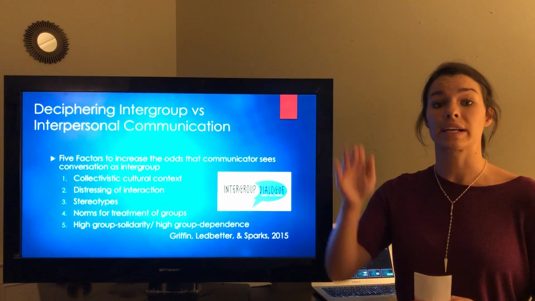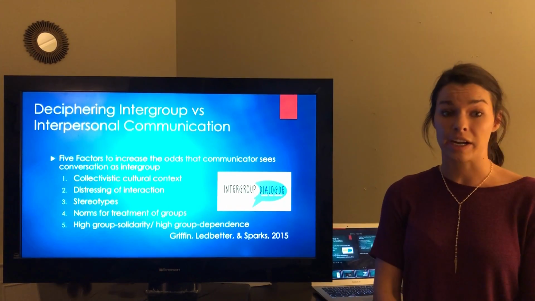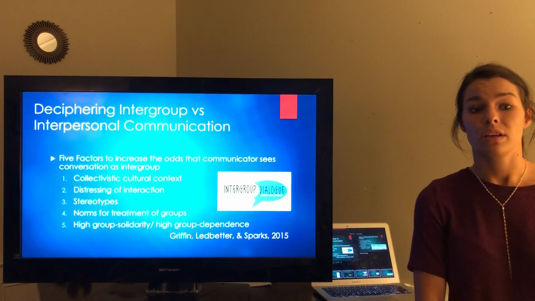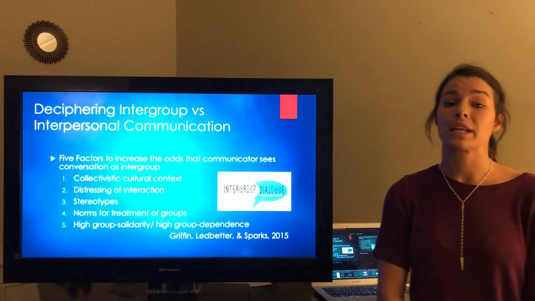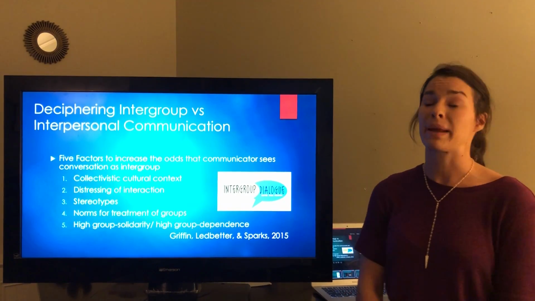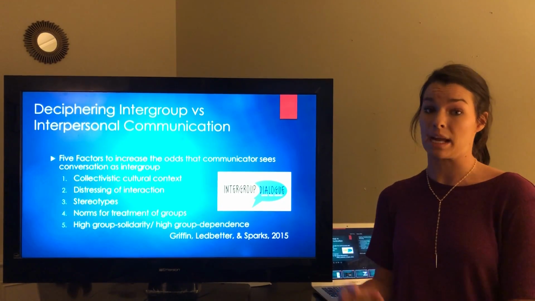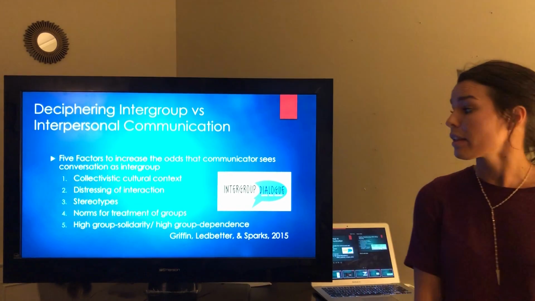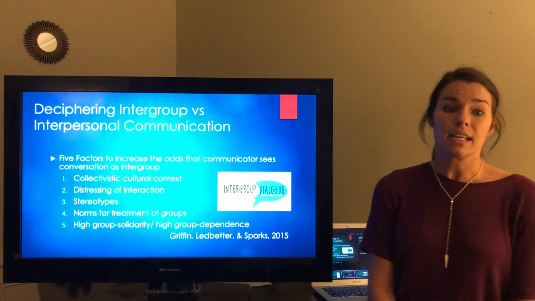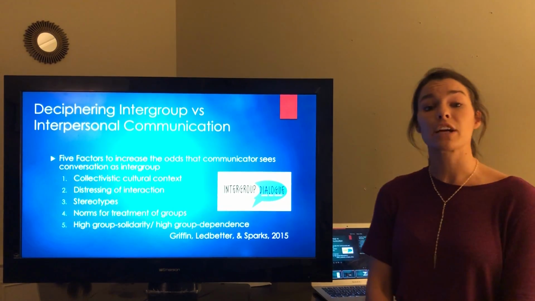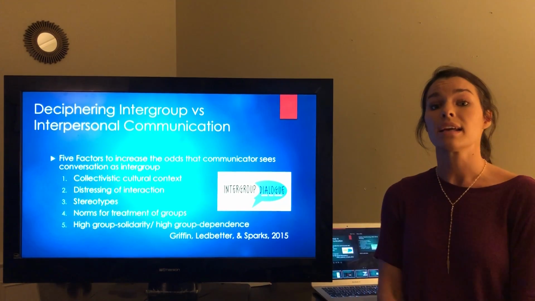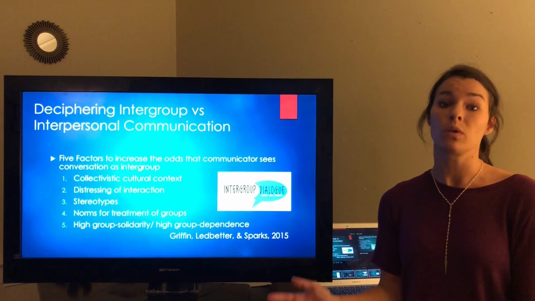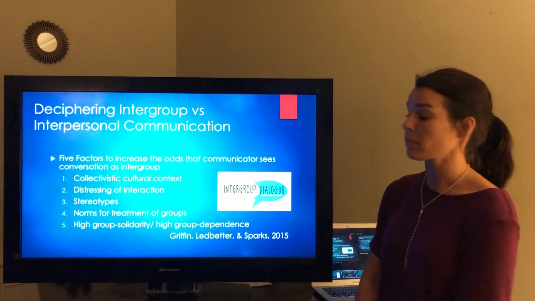The elders are at the very top of the list and very highly respected. Second, distressing of interaction. In this, we group people by social identity based on past experiences that we have had. Third, stereotypes. Here, we base our future interactions on the stereotypes that we have in our head about different groups of people or about people in general.